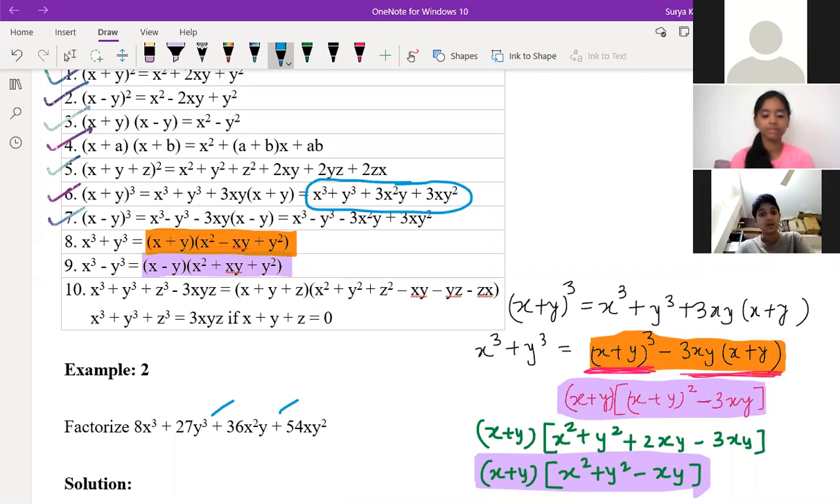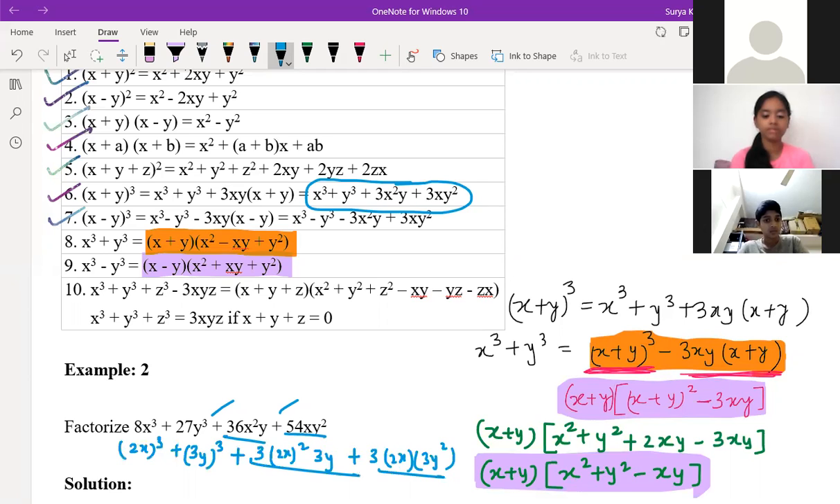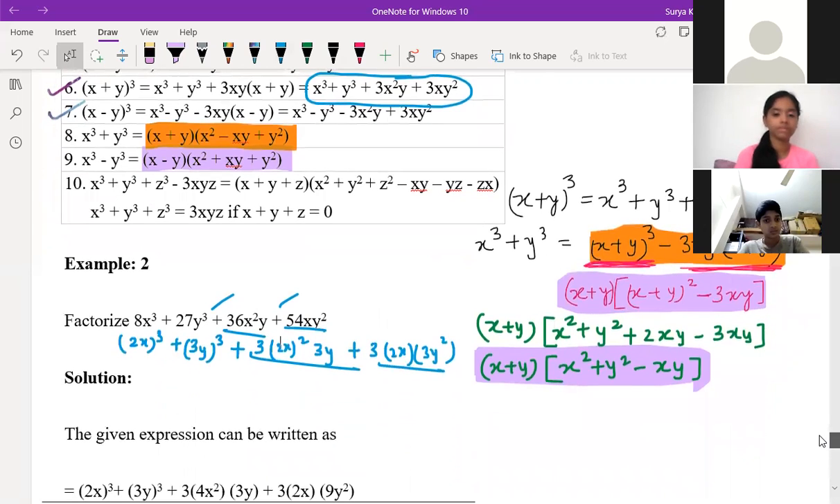But the only thing is, this is not x cube. You should write here 2x to the power 3 plus 3y to the power 3 plus 3 into x square, that is 2x square, into y, that is 3y, plus 3 into x into 3y square. If you multiply this, you will get the same. So what is the answer for this, children? Simply you can write 2x plus 3y whole cube.